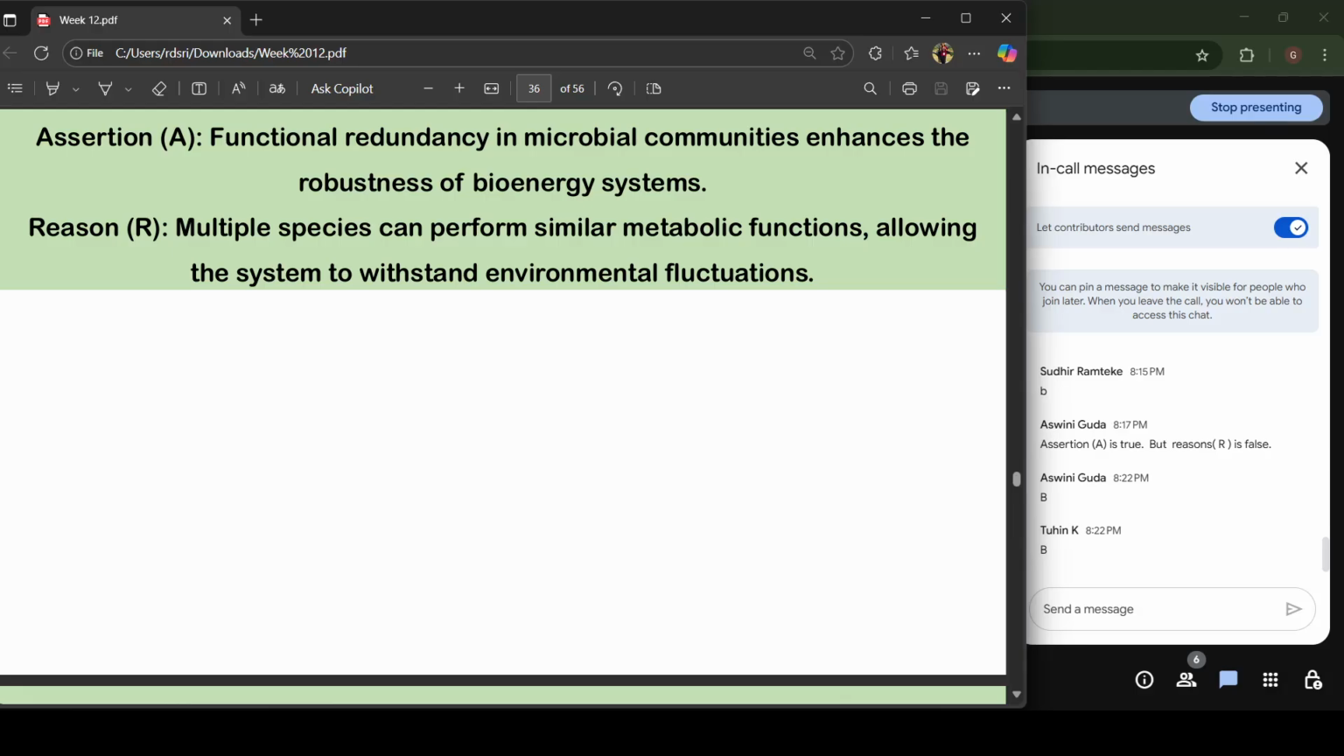And then we have another assertion and reason question where the assertion states that functional redundancy in microbial communities enhances the robustness of bioenergy systems. The reason is multiple species can perform similar metabolic functions, which will allow the system to withstand environmental fluctuations.